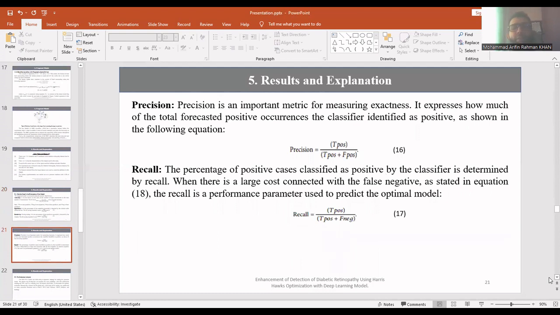Precision. Precision is an important metric for measuring extraction length. It expresses how much of the total forecasted positive occurrences the classifier identified as positive, as shown in equation 16. Recall is the percentage of positive cases classified as positive by the classifier, and it is determined by recall when there is a large cost connected with the false negative, as stated in equation 18. The recall is a performance parameter used to detect the optimal model, which I have to mention as equation 17.